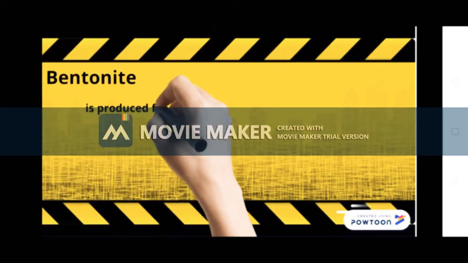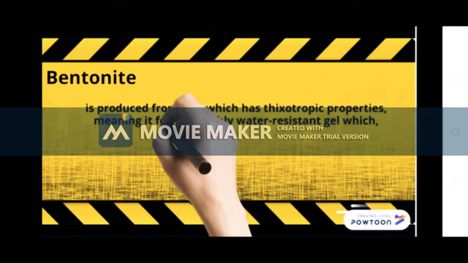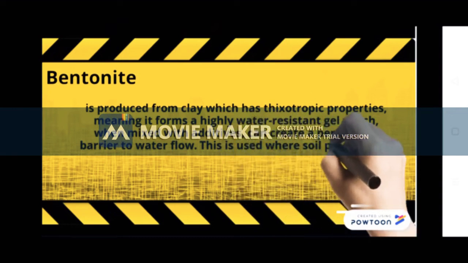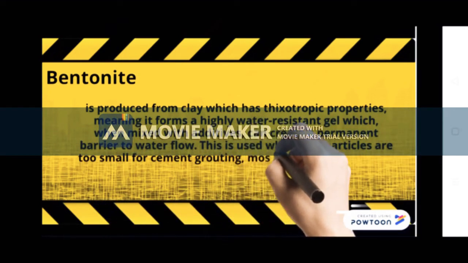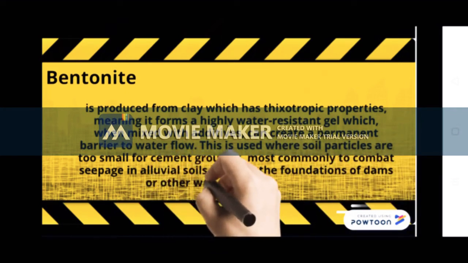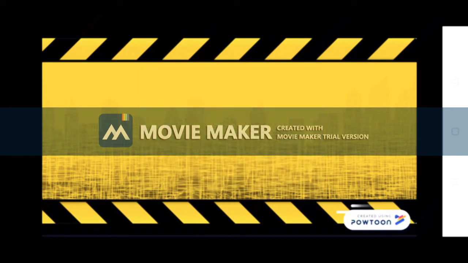Bentonite is produced from clay which has thixotropic properties, meaning it forms a highly water-resistant gel which, when mixed with additives, can create a permanent barrier to water flow. This is used where soil particles are too small for cement grouting, most commonly to combat seepage in alluvial soils beneath the foundations of dams or other water-bound structures.